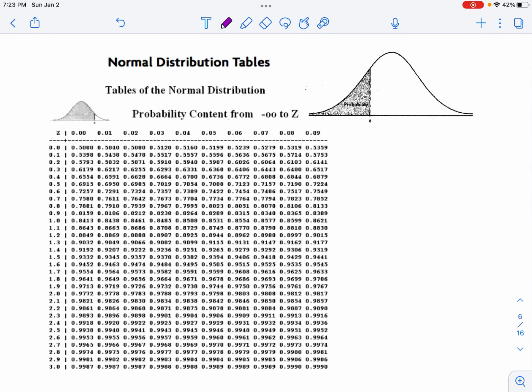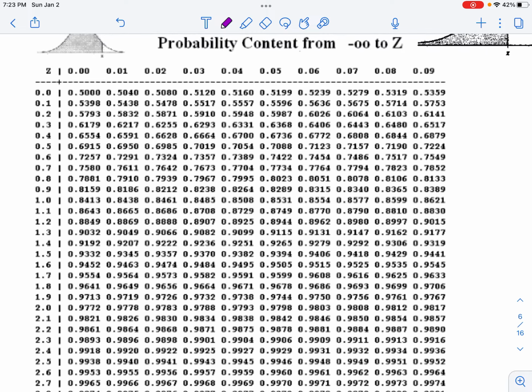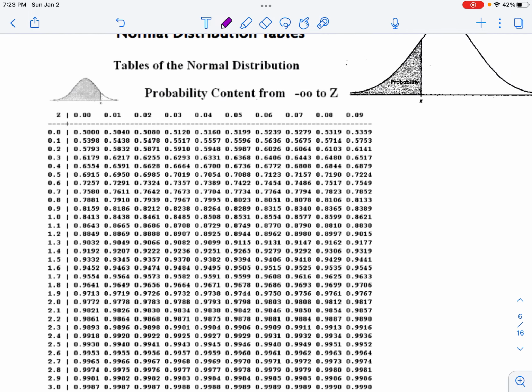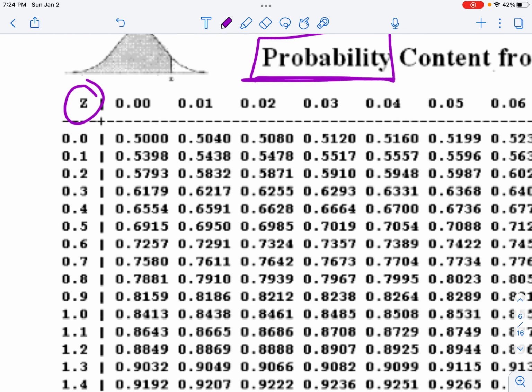All right, so here is the table. This table is a table of probabilities. That's what this table represents. It's all probabilities. So it gives you all the z-scores. So see here on the left, this column, the z, right? And then you see all these numbers going down and across.